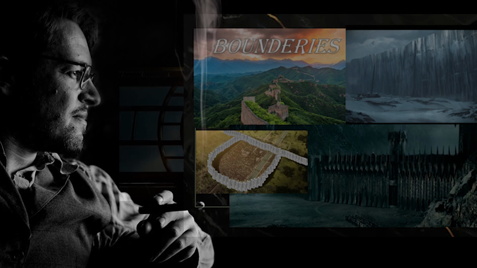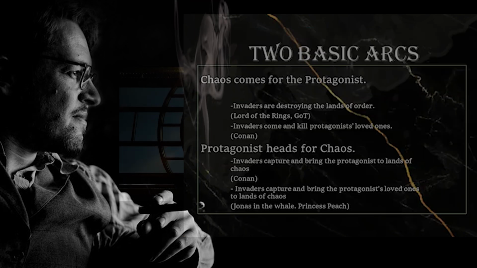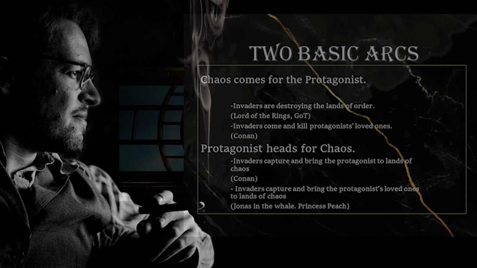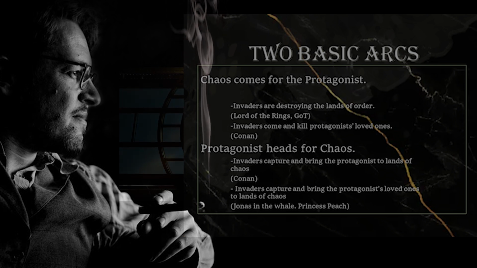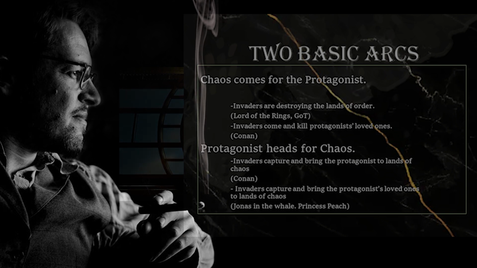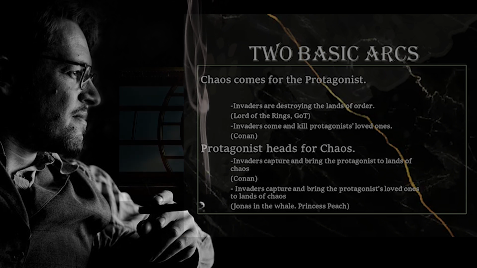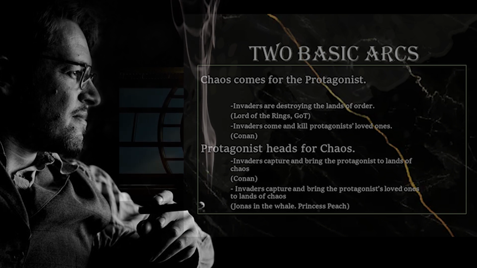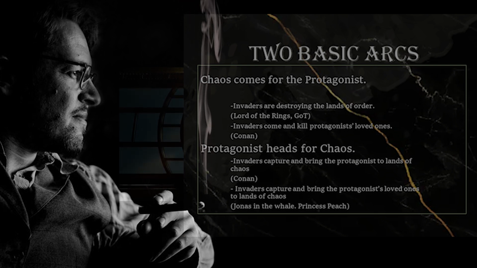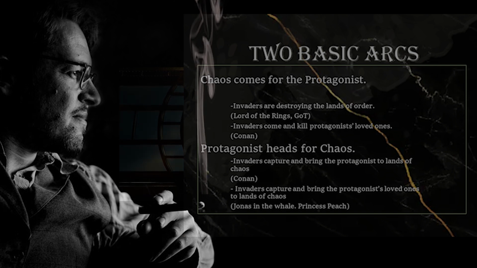So we've got two basic arcs. And again, they're related to the lens of order and chaos. Whereas you have chaos comes from the protagonists, where invaders are destroying the lands of order, like in Lord of the Rings and Game of Thrones. And, you know, you've got, of course, in many fantasy games, you have like the raiders coming to murder the family of the main protagonist. And then he goes like on this quest on revenge, or tries to figure out why his village was attacked, because often that place has a secret. More on that later.